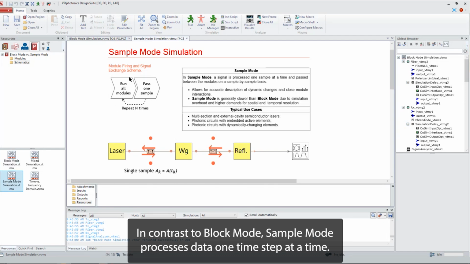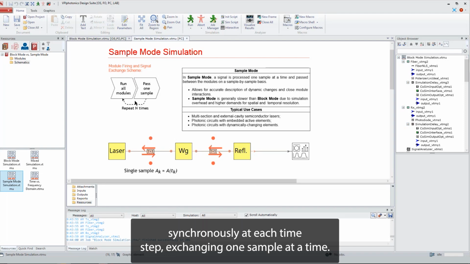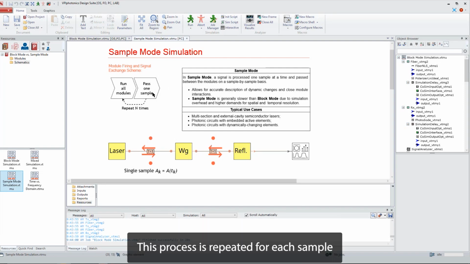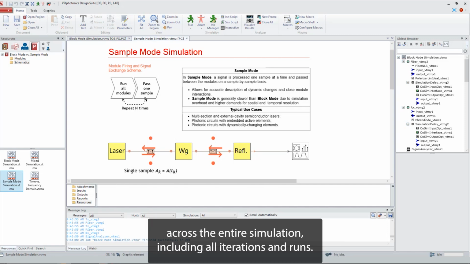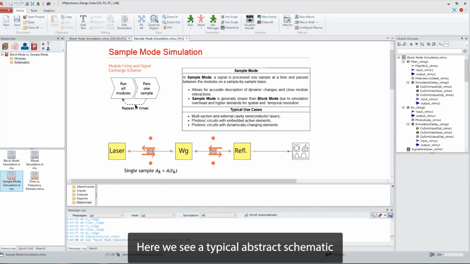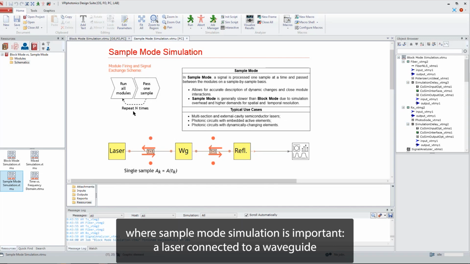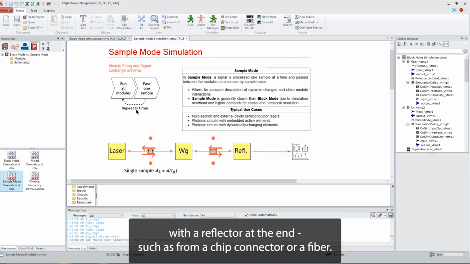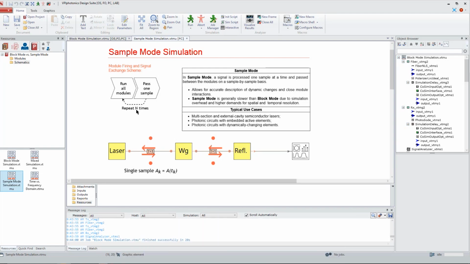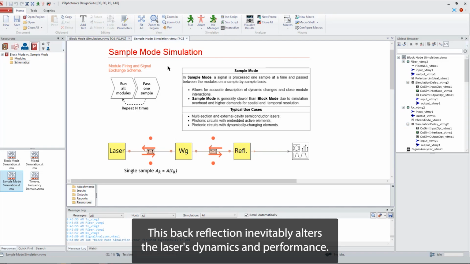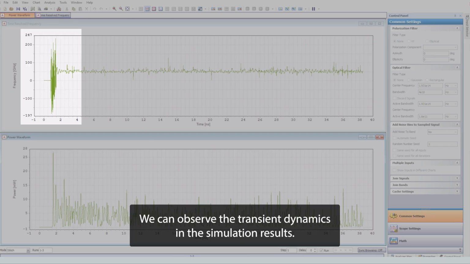In contrast to block mode, sample mode processes data one time step at a time. All modules in the schematic run synchronously at each time step, exchanging one sample at a time. This process is repeated for each sample across the entire simulation, including all iterations and runs. Here we see a typical abstract schematic, where sample mode simulation is important. A laser connected to a waveguide with a reflector at the end, such as from a chip connector or a fiber. This back reflection inevitably alters the laser's dynamics and performance. We can observe the transient dynamics in the simulation results.